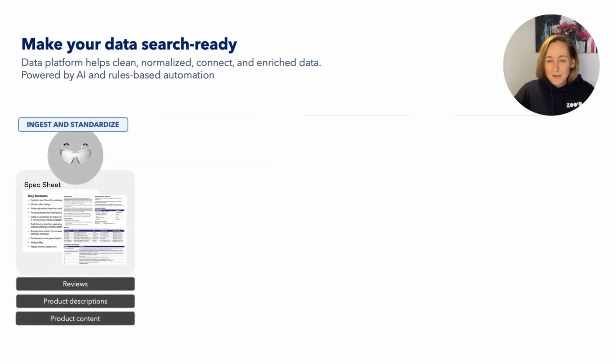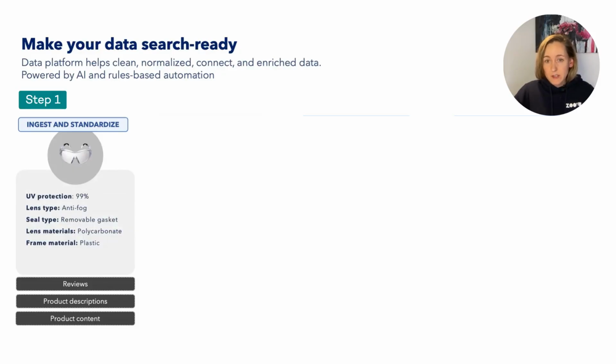Let's break it down using this simple example, which is a pair of protective goggles. The raw product data might tell us this model has anti-fog lenses, a removable gasket, polycarbonate material, 99% UV protection. Useful, but not very user-friendly. In step 1, Zoovu ingests and standardizes the data so it can be recognized by the search engine.